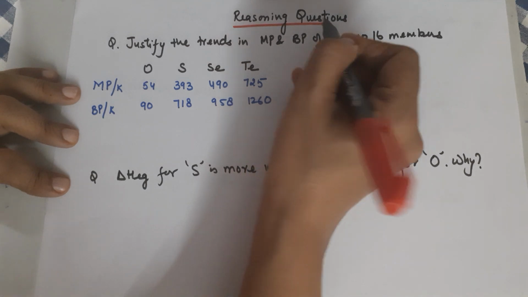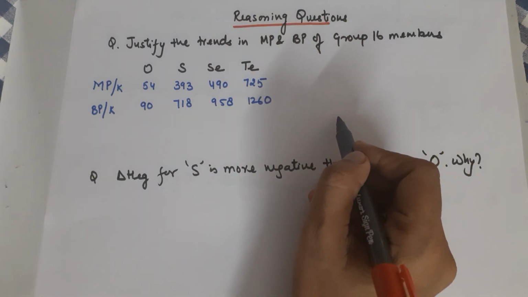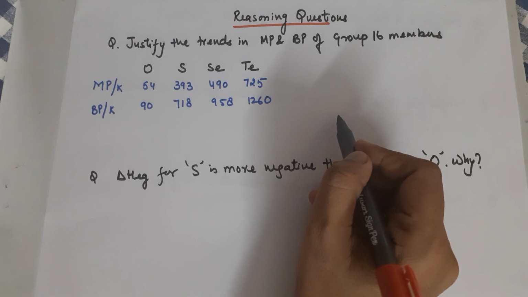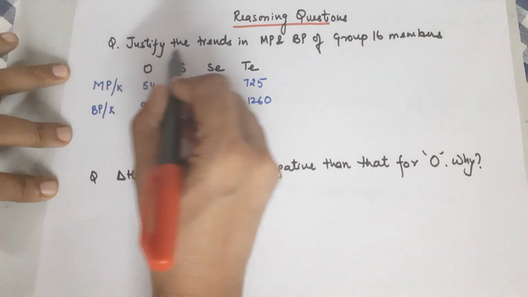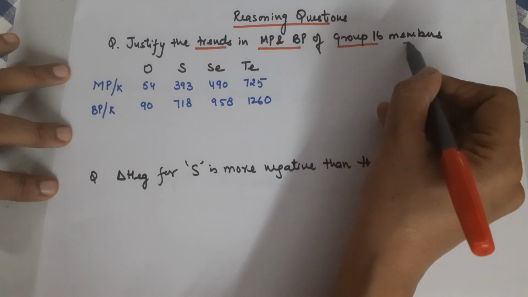I will not be doing any questions which are related to the chemical equations because that is the learning part and I don't have much of a role to play in it. My interest in this particular video is to build concepts, and we would only be building concepts via the reasoning questions. The first reasoning question: justify the trend in the melting and the boiling point of group 16 members.